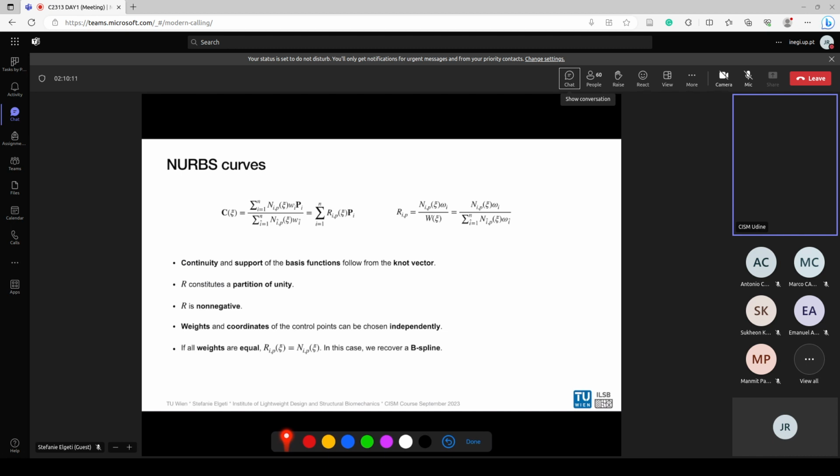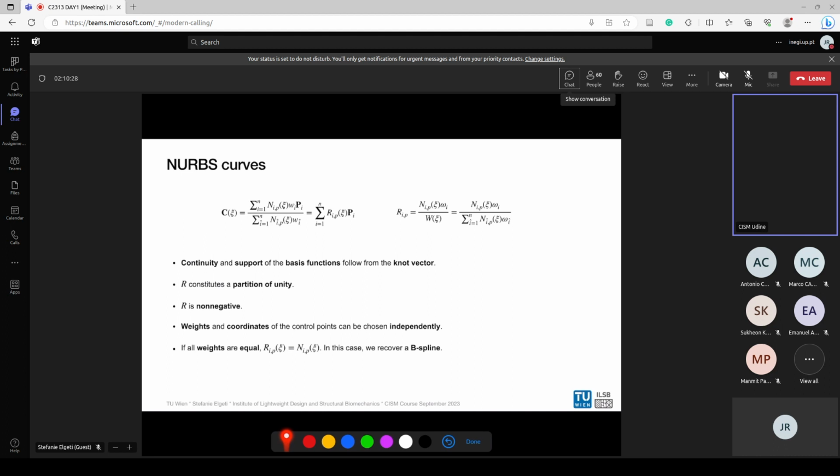If we do it that way, of course, continuity and support of basis functions follow from the knot vector. Also, R constitutes a partition of unity. R is non-negative. Weights and coordinates of control points can be chosen independently.